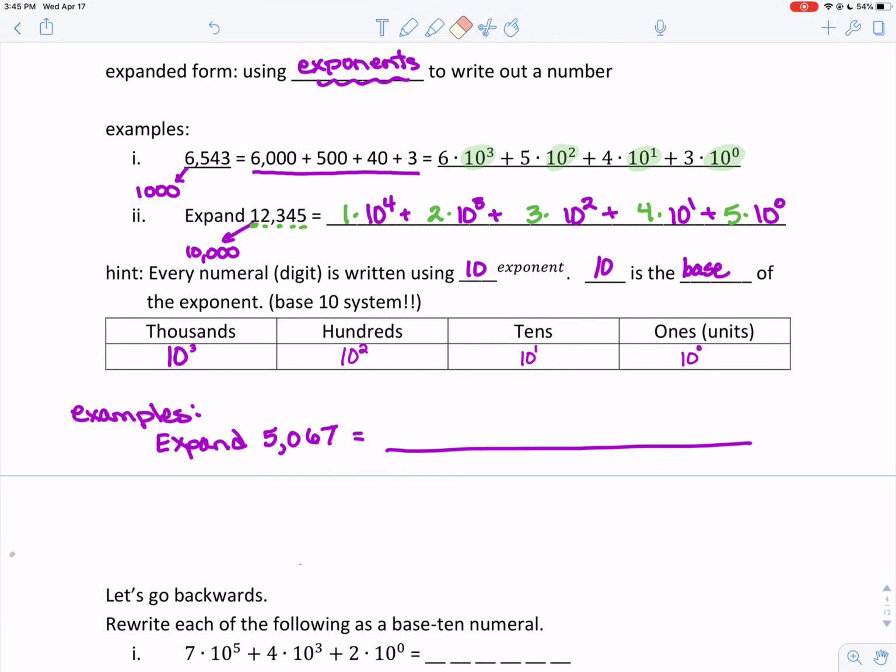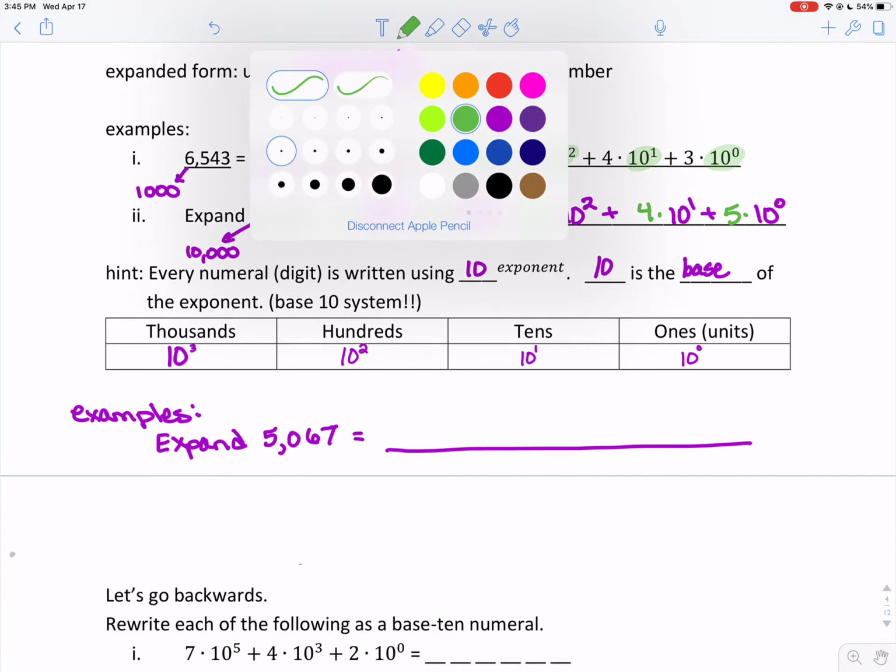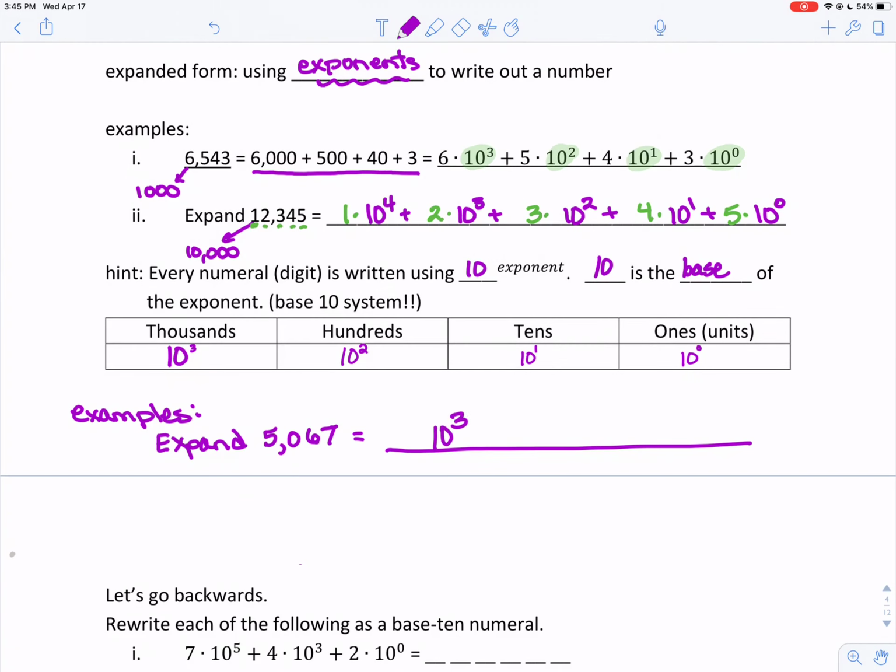So let's do another example or two. So we're going to expand 5,067. Again, 5 is in the thousands place, and the thousands is 10 to the third power. So that's thousands. So now we're going to have 10 to the second, 10 to the first, and 10 to the 0. Now let's put back in our numbers. So 5 is in that thousands place. We don't have anything in the hundreds place, so we put in the 0. 6 is in the tens place, and 7 is in the units place.